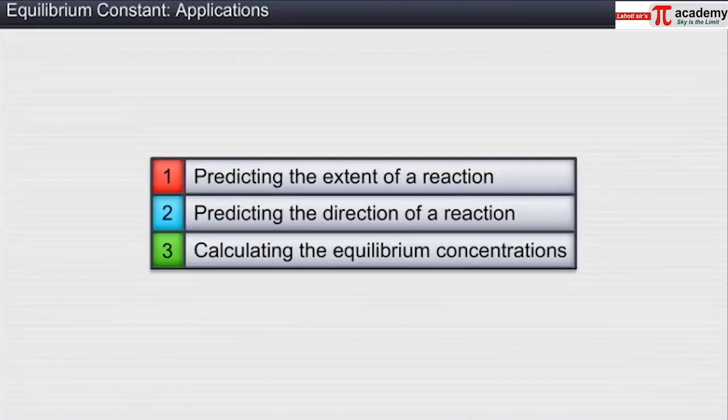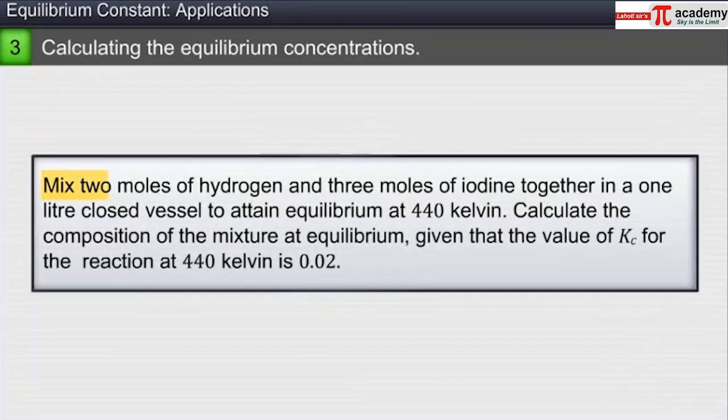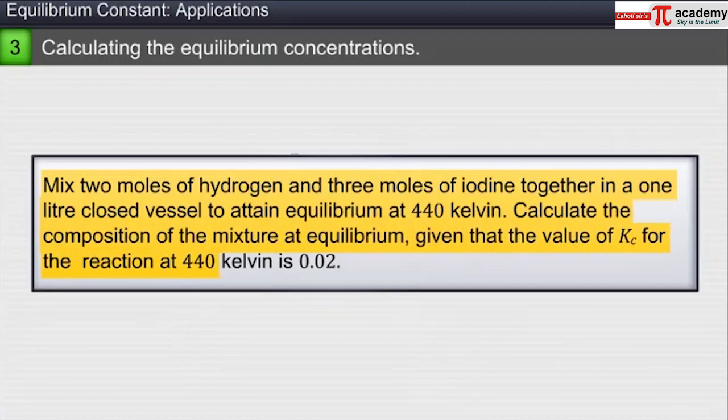Let us now look at how equilibrium constant helps in calculating equilibrium concentrations. For this, let's consider a problem. Mix 2 moles of hydrogen and 3 moles of iodine together in a 1-liter closed vessel. It attains equilibrium at 440 Kelvin. Calculate the composition of the mixture at equilibrium, given that the value of Kc for the reaction at 440 Kelvin is 0.02.